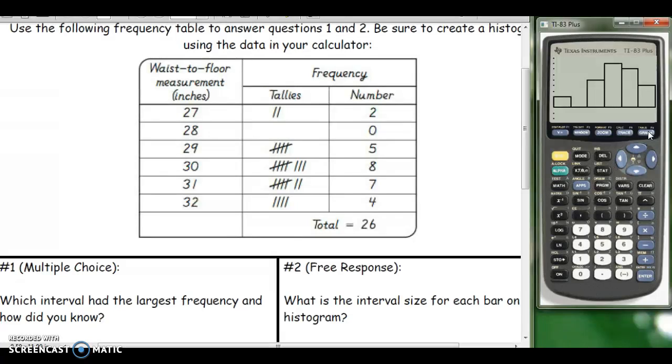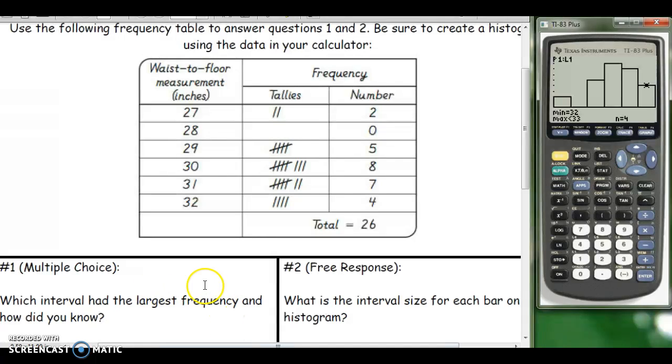And again, which interval has the largest frequency and how do you know? And what is the interval size for each bar in the histogram? And we just did that. But just to make sure I have all my data points, I'm going to hit trace. From 27 to less than 28, there's 2. 28 to less than 29, there are none. From 29 to less than 30, there's 5. For 30, there should be 8. For 31, there's 7. And for 32, there are 4.